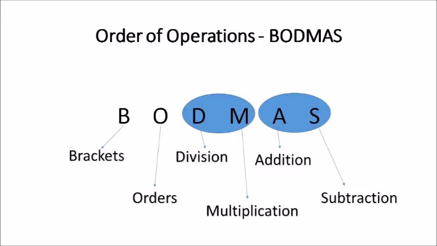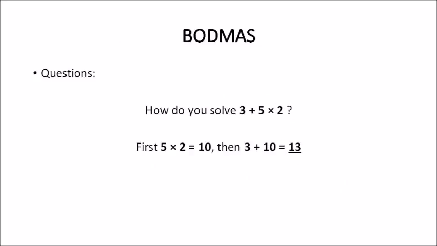Now we'll move on to do some questions just to check whether we actually understand BODMAS. First question is, how do you solve 3 plus 5 multiplied by 2? Now there's two order of operations in this question. You have addition and you have multiplication. Now let's think about BODMAS. What comes first in BODMAS? According to BODMAS, it's multiplication.